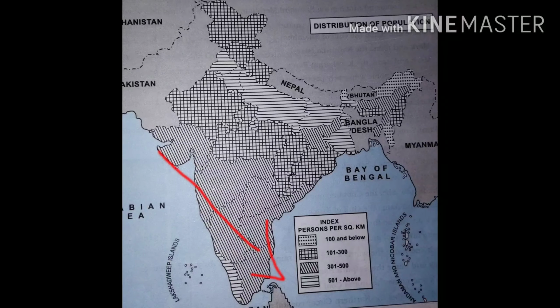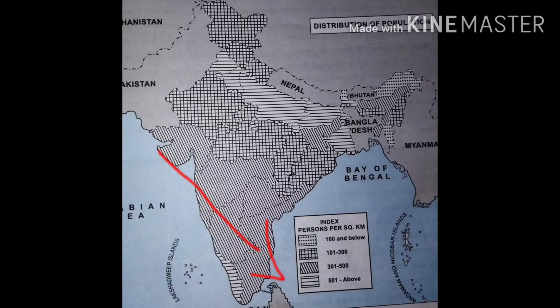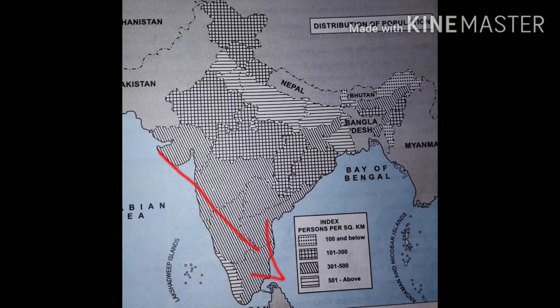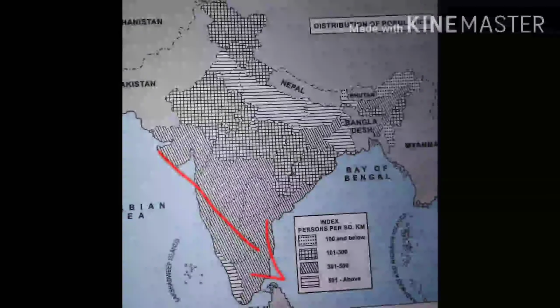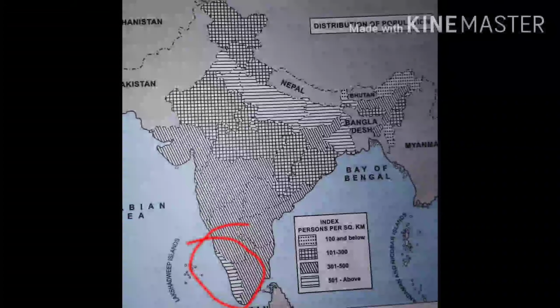Now I will draw another horizontal line, and this horizontal line contains Gujarat, Maharashtra, Goa, Karnataka, Telangana, Andhra Pradesh and Tamil Nadu, and this region has a moderate population density between 300 to 500 people per square kilometer. And now we'll turn to the last state, Kerala, which has a high population density, above 500 people per square kilometer.